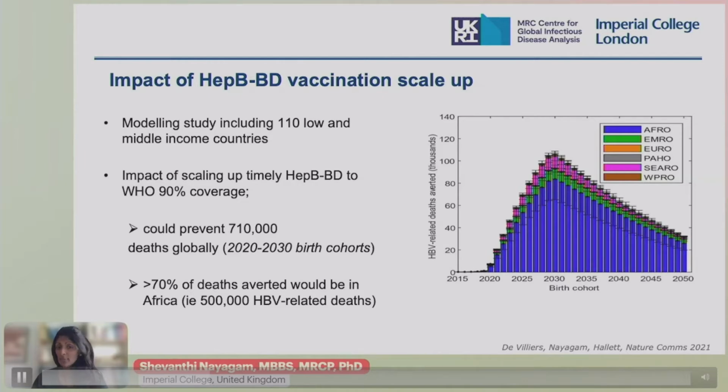And as you can see from the figure on the right, which shows birth cohort on the x-axis and hepatitis B related deaths on the y-axis, this is broken down by region, and 70% of deaths averted would be in Africa, i.e. 500,000 hepatitis B related deaths. And this is primarily because the burden of hepatitis B infection is high and the coverage of hepatitis B birth dose vaccination currently is low. So it has the most to gain in terms of improving health impact.